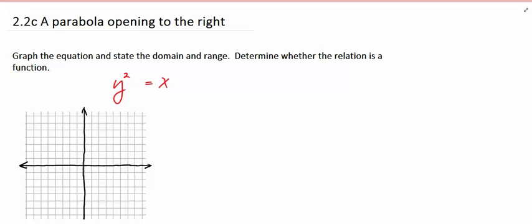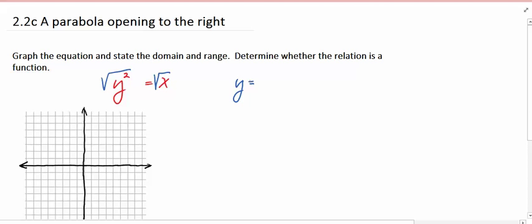Let's take a look at a parabola opening to the right. The very first thing that I want to do in order to graph the equation is get the y alone. I'm going to recommend that you always do that when you are asked to graph something, unless you already know what it looks like, and most of the time at this stage we don't know what these look like. So let's go ahead and take the square root of both sides to get the y by itself.